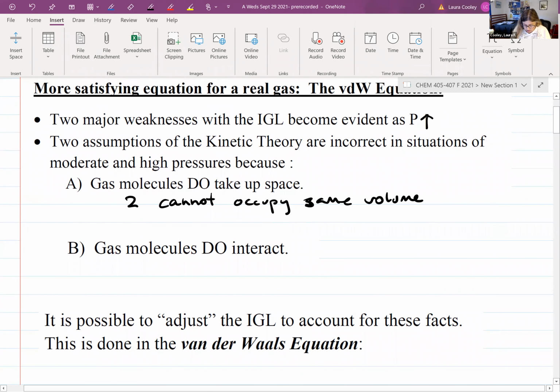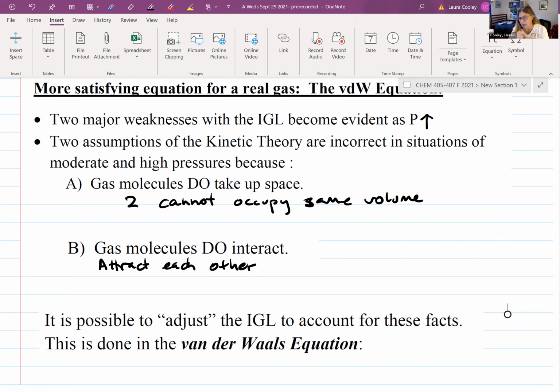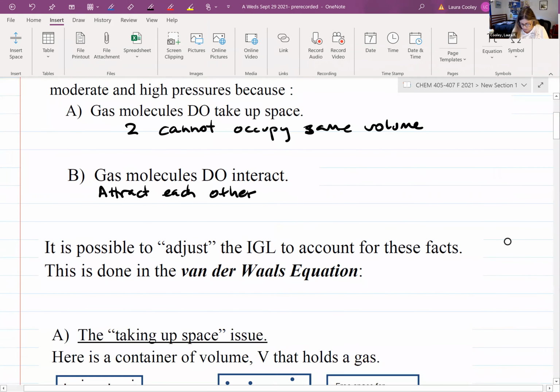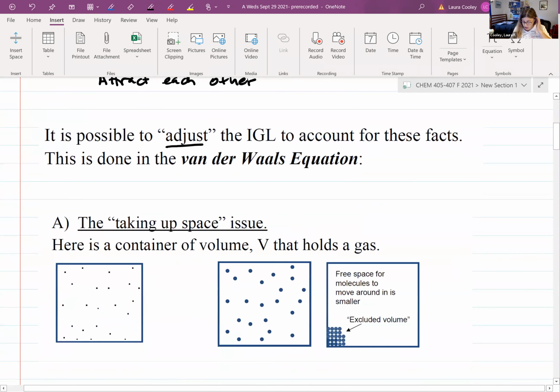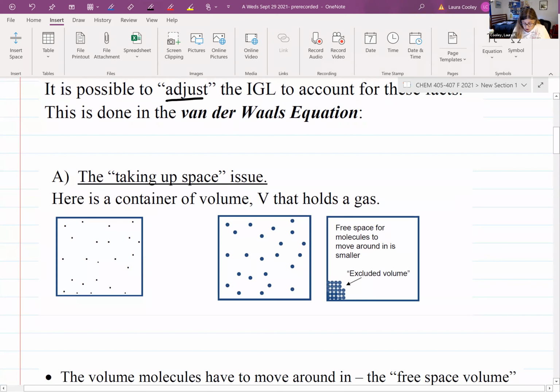And the gas molecules actually do interact, and they definitely attract one another. And that has to be taken into account. In the kinetic theory, we assume that all the collisions between gas molecules are completely elastic, no energy changes in anything. And that's just not the case when you have intermolecular forces. So it's possible to adjust the ideal gas law to account for these facts, and this is what the van der Waals equation does. First, we're going to take up the taking up space issue, okay?